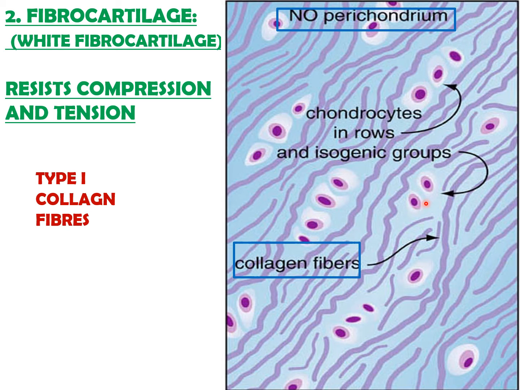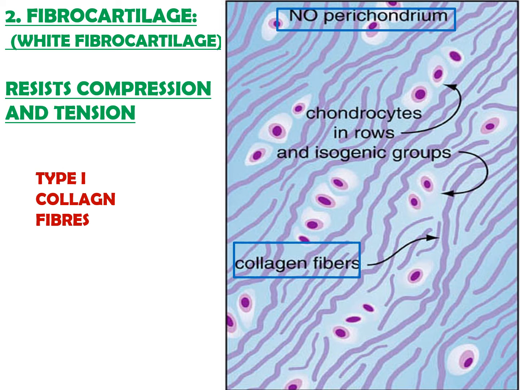The matrix is permeated by numerous collagen bundles, both type 1 and type 2 collagen fibers. The majority are type 1 collagen fibers. In between there are some fibroblasts. The fibers merge with those of the surrounding connective tissue. Their proportion varies with age. There is no perichondrium over the cartilage. The fibrocartilage undergoes calcification during the repair process.